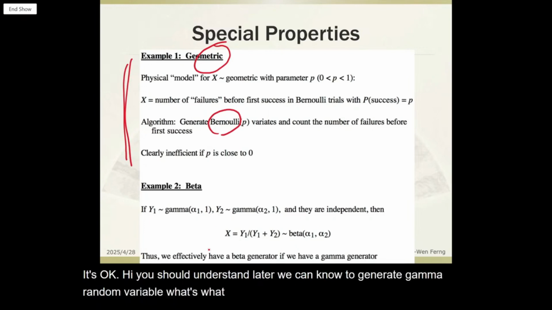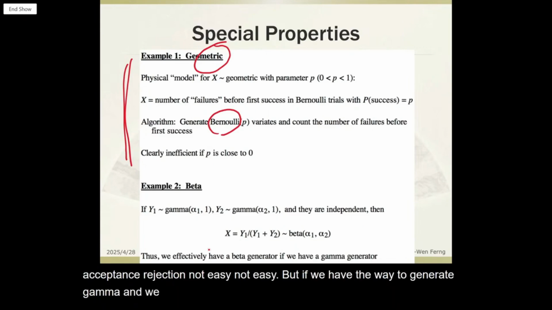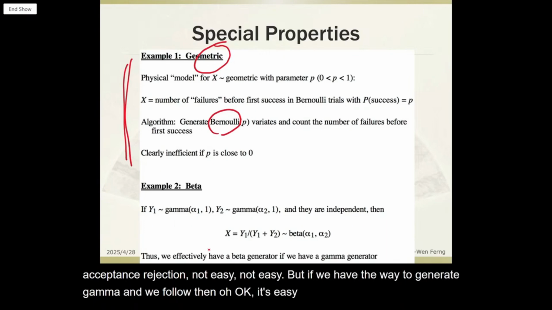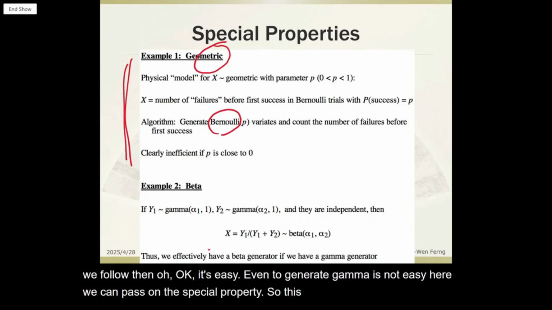What is the way to generate? Likewise, it's acceptance rejection. Not easy, not easy. But if we have the way to generate gamma and we follow, then okay, it's easy. Even if generating gamma is not easy, still we can pass on the special property. So this is the second special property.